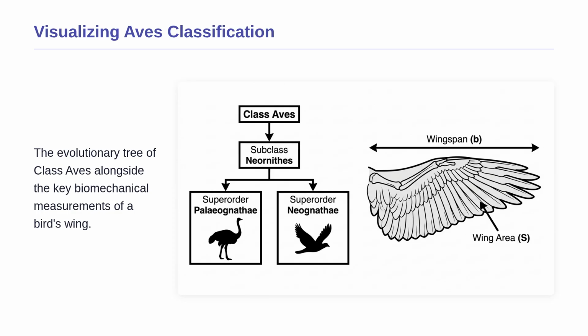On the right side, you see a detailed illustration of a bird's wing. The horizontal arrow represents the wingspan, denoted as B, while the shaded region represents the total wing area, denoted as S. This diagram beautifully bridges the gap between biological taxonomy and the physical measurements that dictate a bird's aerodynamic capabilities.